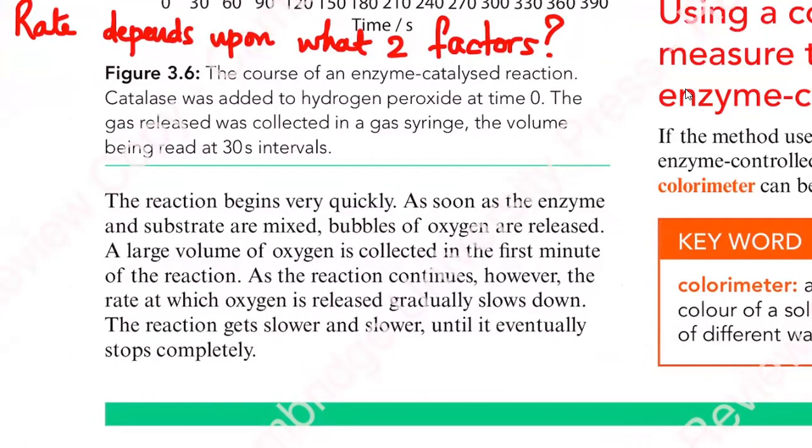So you isolate liver, and liver has catalase, and you take just small pieces of liver, kaleji jo hoti hai, and you pour H2O2 on it, and you will suddenly see bubbles of oxygen being released, which shows that the enzyme is there in the liver, and then H2O2 agar hoga, wo react karega, and the bubbles of oxygen are produced. Okay? Of course, we will see that a large volume of oxygen is collected in the first minute of the reaction, and as the reaction continues, however, the rate at which the oxygen is released slows down, the reaction gets slower and slower.